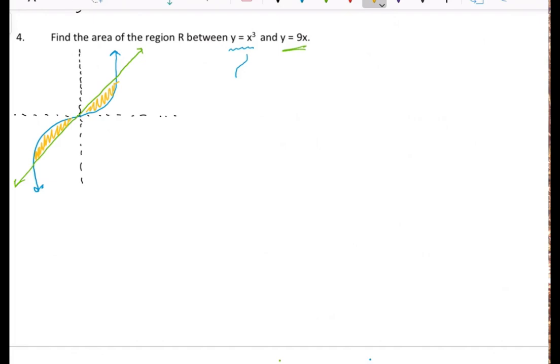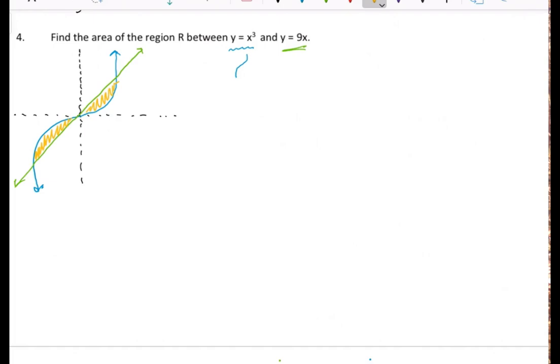Now, let's say that when you drew that, you didn't overemphasize it like I did, and you didn't see that it had two areas. I'm going to show you in setting up the problem how you're going to know that there are two areas, even if your sketch didn't show two areas.